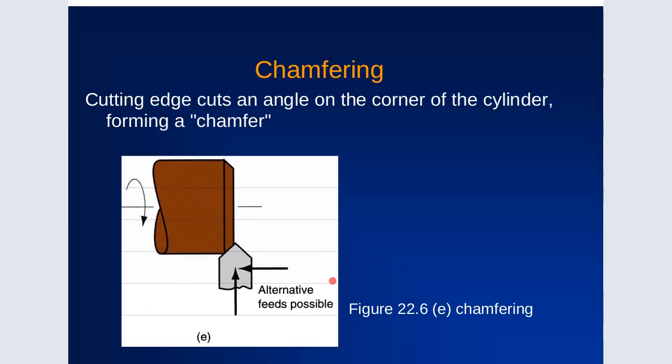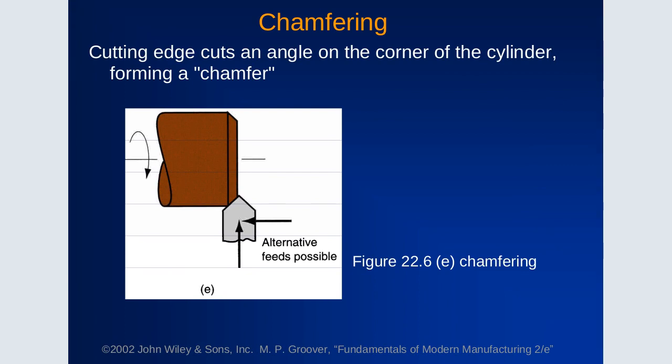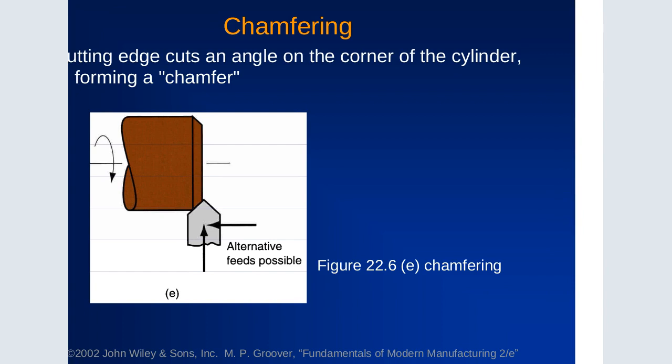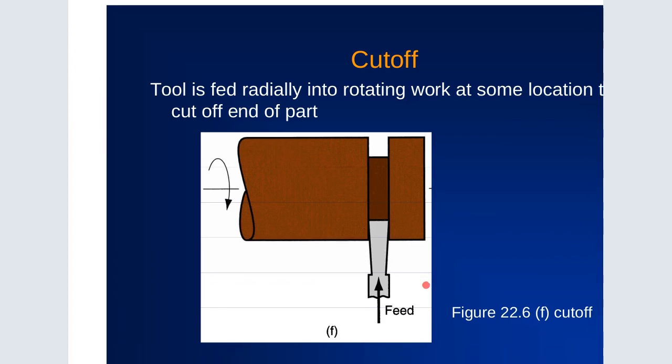Chamfering: the cutting edge cuts an angle on the corner of the cylinder, forming a chamfer. You can see a chamfer. The cutting edge cuts the angle. It is now cut at a certain angle. That is chamfering.